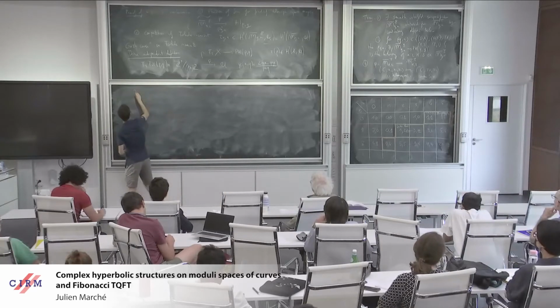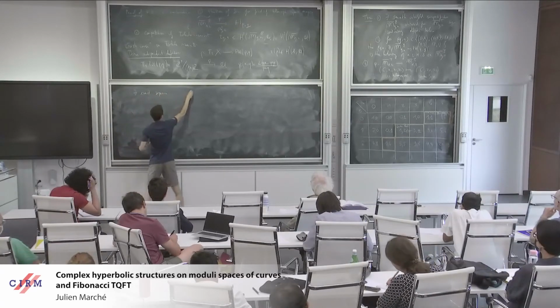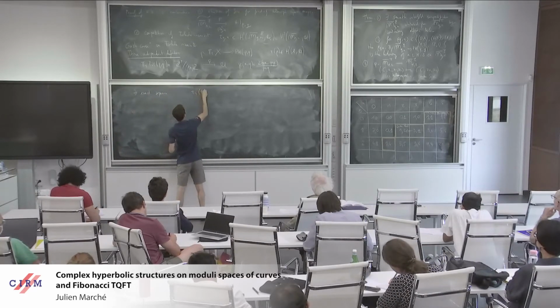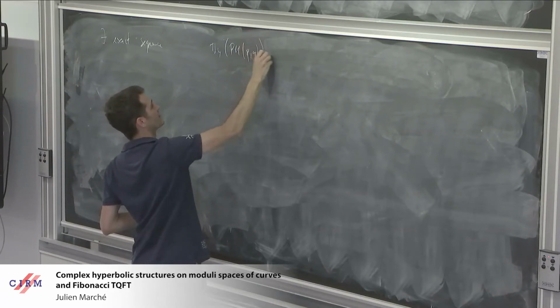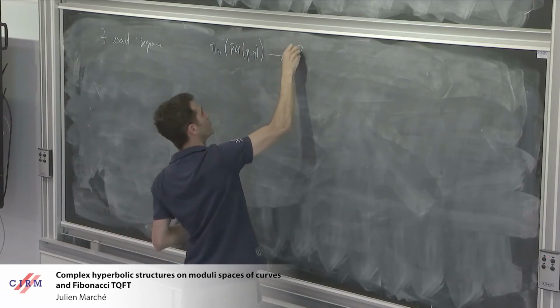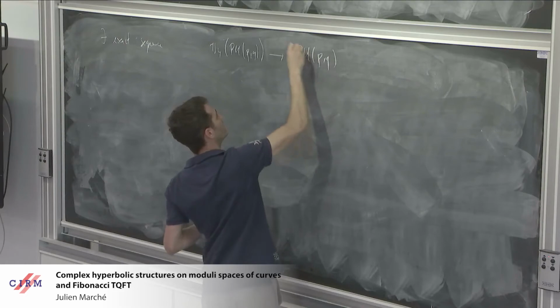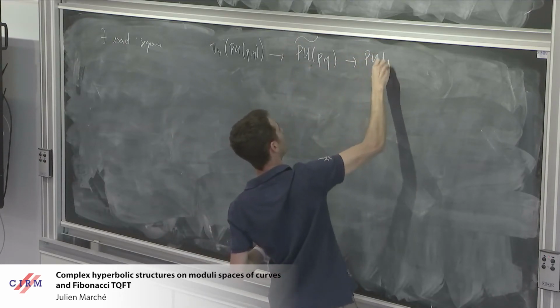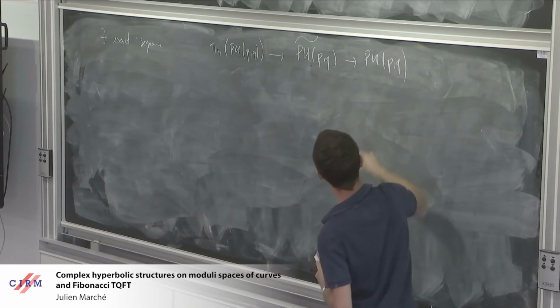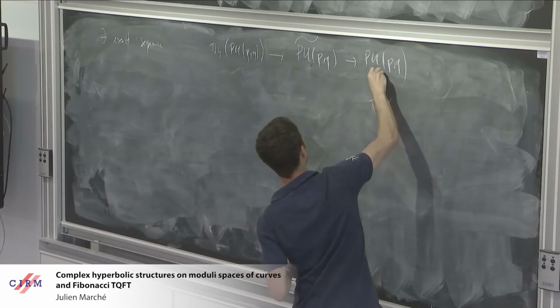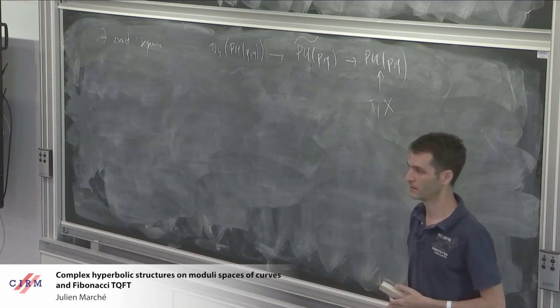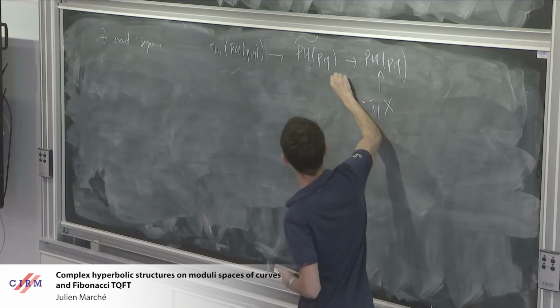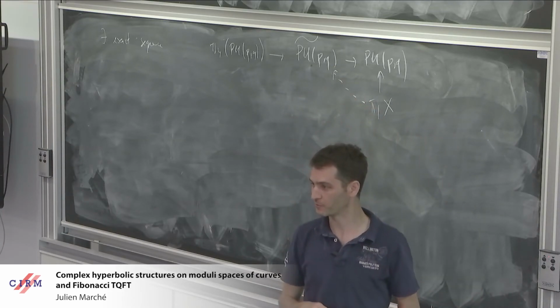So there is an exact sequence which corresponds to this P1 of PU(P,Q), which is exactly the center of the universal cover here, the universal cover of PU(P,Q) into PU(P,Q). And you have a representation here from pi1 of X to this space. And the question is, can you extend this representation to the universal cover of PU(P,Q)?